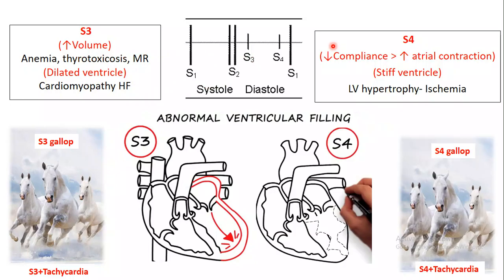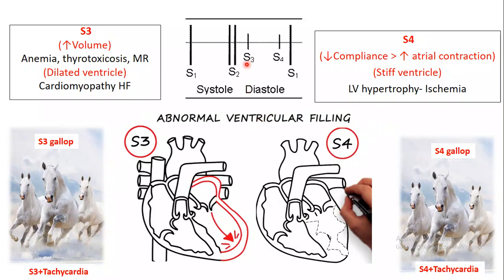On the other hand, exaggerated force of atrial contraction during the late filling of the ventricle during diastole is called S4. This is caused by a stiff ventricle, leading to decreased compliance of the ventricle and increased force of atrial contraction that becomes high enough to be heard, causing S4. This stiff ventricle might be caused by ventricular hypertrophy, like in patients with hypertension or aortic stenosis, or in ischemic myocardium. How to differentiate these extra heart sounds?